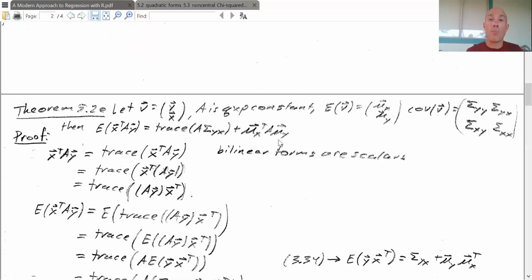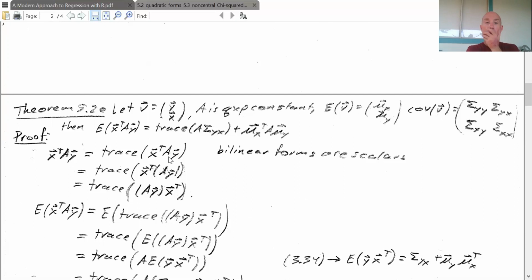All right, so let's take the proof. First and foremost, what do we get when we take a bilinear form? Remember, that's a vector transpose matrix vector. So that ends up being a 1-by-1, better known as, you guessed it, a scalar. Okay, so this is a scalar. Well, a scalar is just a 1-by-1 matrix. So if I take its trace, I'm adding up along the diagonal, there's only one entry, so it's equal to its own trace.